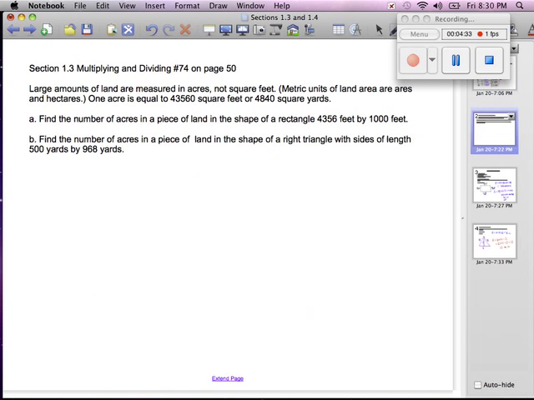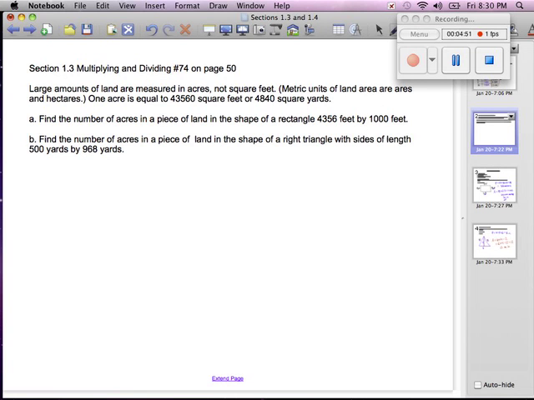4,356 feet by 1,000 feet. And B, find the number of acres in a piece of land in the shape of a right triangle with sides of length 500 yards by 968 yards. Take a minute to read the question again.